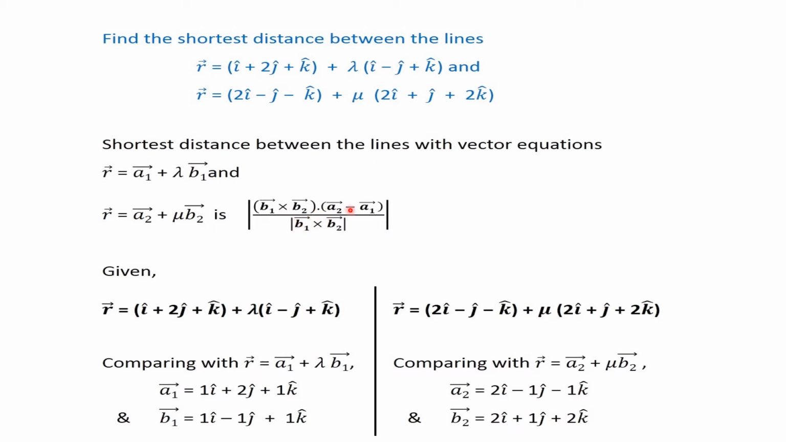We will take the dot product of these and then divide this dot product by b1 cross b2 magnitude, and in this way we can calculate shortest distance between two lines using vector form. So let us check out a problem and let's solve it.